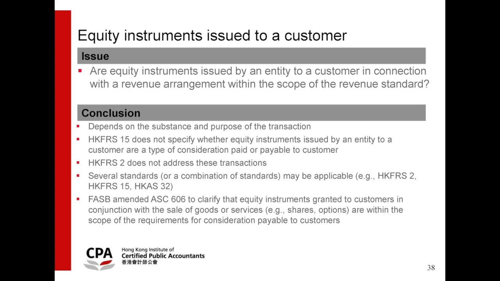Different from IFRS, the FASB actually made an amendment. They realized that this is an issue, and they actually made an amendment to ASC 606 to clarify that equity instruments that were granted to the customer in conjunction with a sale of goods or services would be within the scope of ASC 606, and you would account for that as consideration payable to the customer.